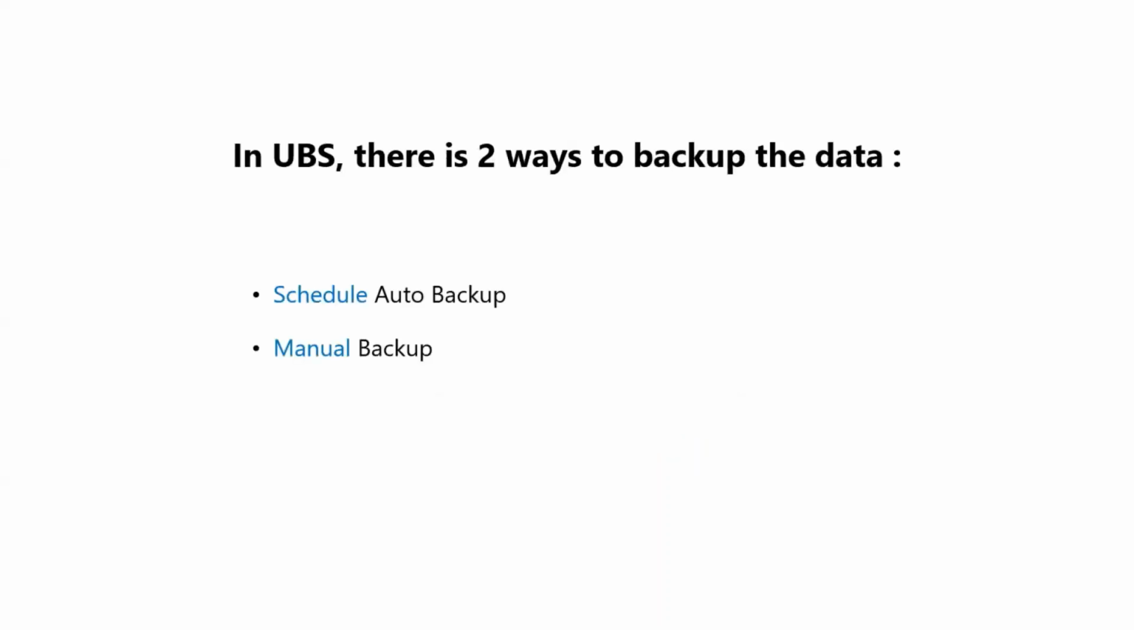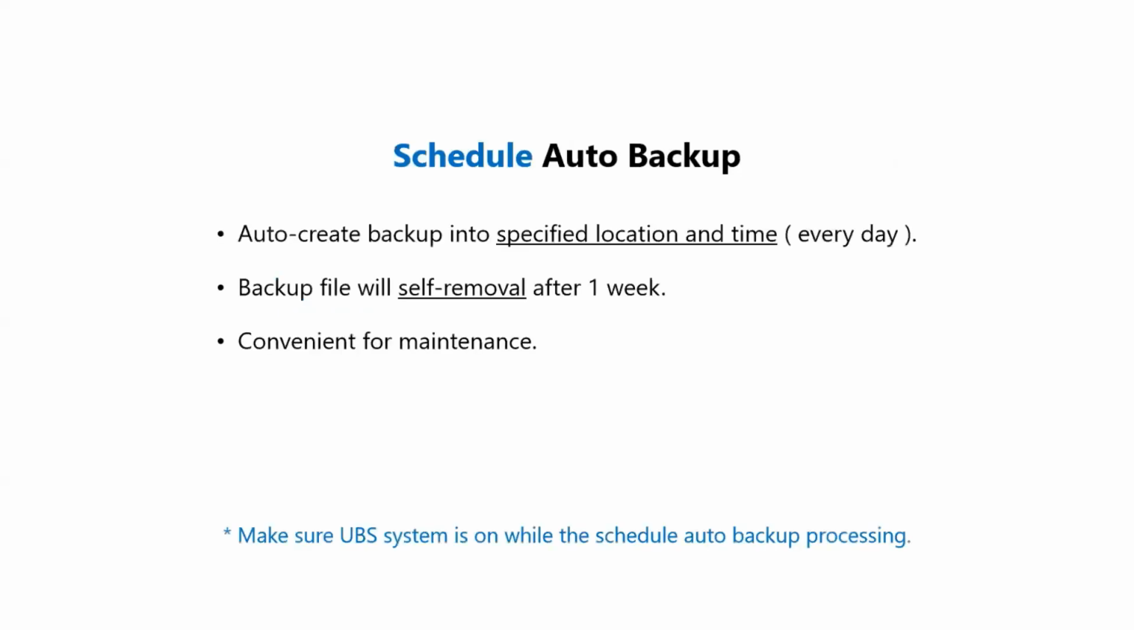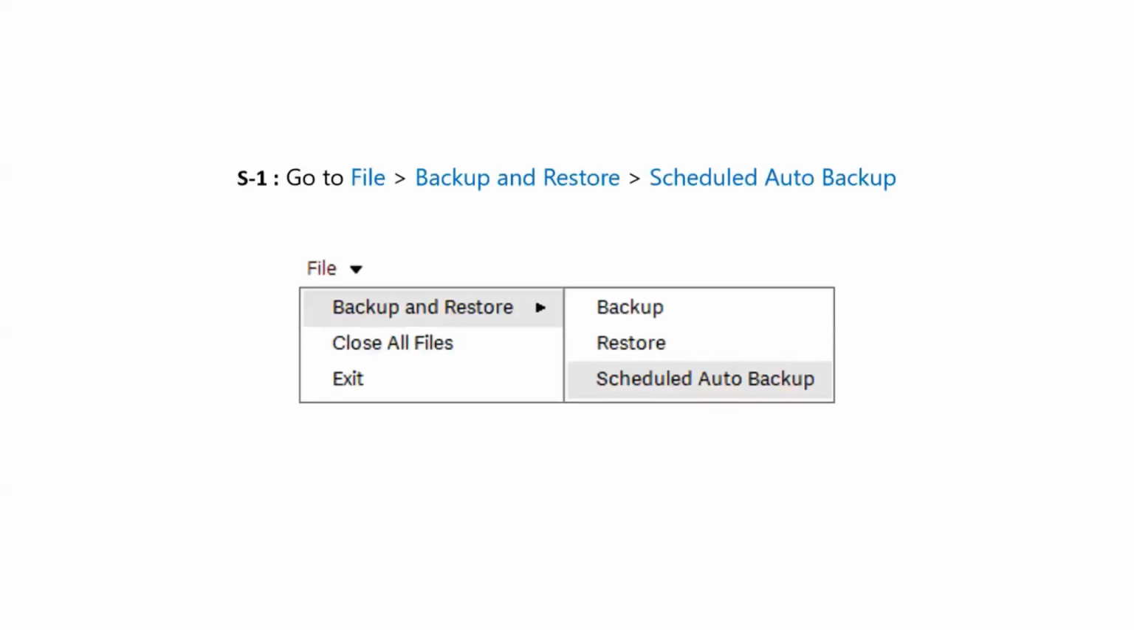So in UBS, we have two ways to do the backup: scheduled auto backup and manual backup. The scheduled auto backup will create a backup into a specific location and time every day. And the backup file will be removed automatically after 1 week, which is convenient for maintenance.